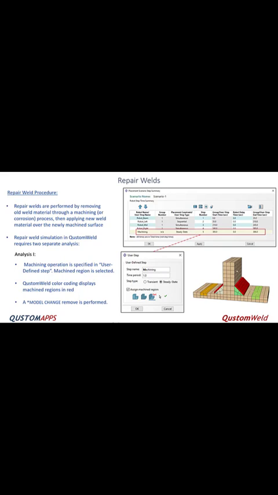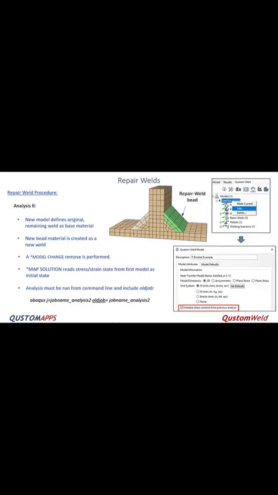So in order to define this machined region in QustomWeld, in the very end here, we have a list of our steps and how the robots are putting down their various welds. And then we're just going to add an extra user-defined step and then select this to assign the machined region. And all this really does is, at the very end of the analysis, it has a separate step with a model change to remove those elements. All right, so that's the first step.